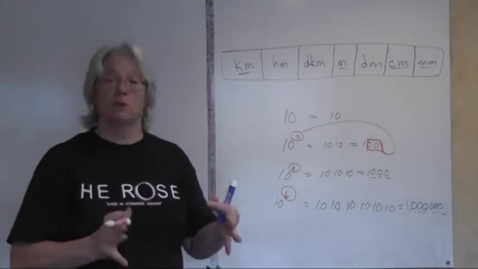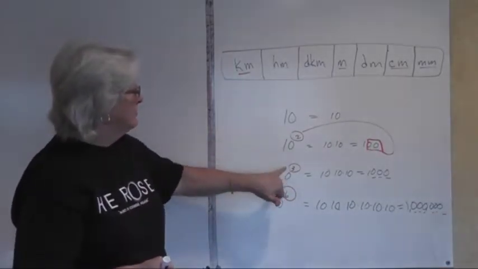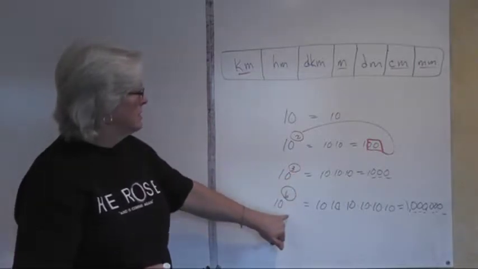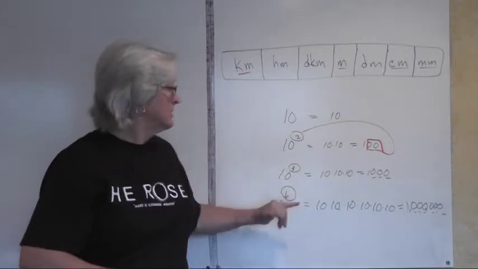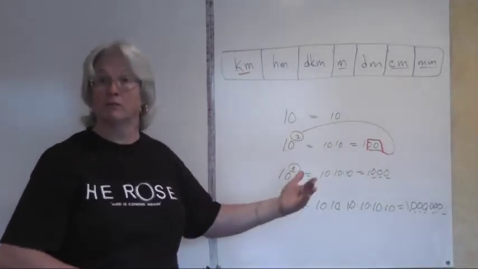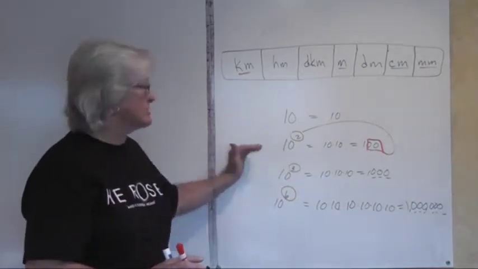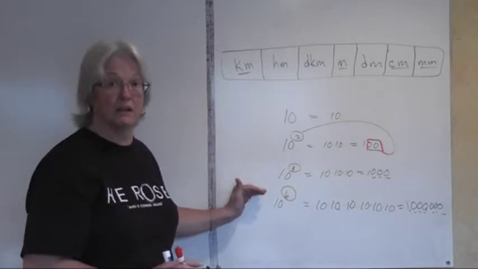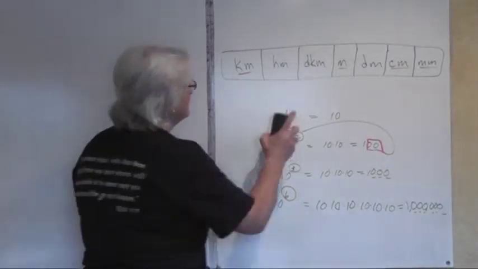So when you're multiplying or dividing, the power represents the number of zeros. 10 to the sixth, 1 million. 10 to the fifth, 100,000. So make sure that you understand this connection here. Understand what it is that we're talking about when we say 10 to the sixth, 10 to the third power.